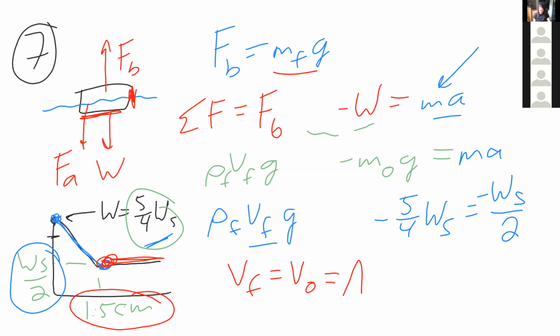So our total volume will be the area that's given in the problem times that H, which is 1.5 centimeters, but I'm just going to write H. And this right here is what we'll plug in for the volume of the fluid, and then ultimately we have everything else that we need to just solve for the density of that fluid. All right.